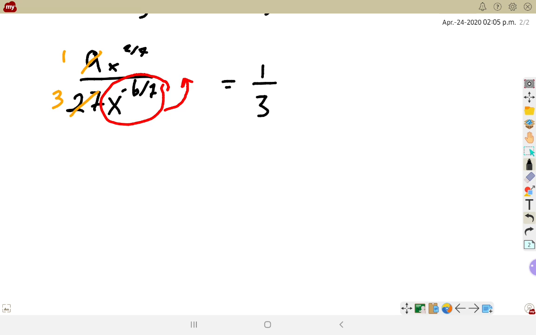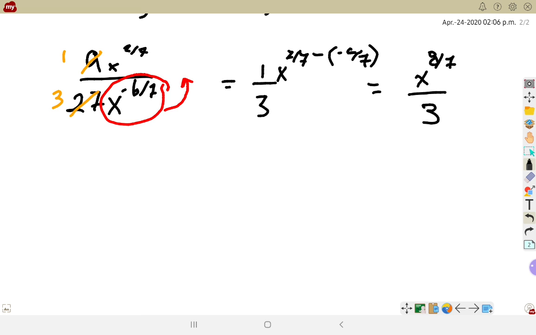Think of it as, well, I've got x with an exponent of 2 over 7, and I need to subtract what's in my denominator. And what's in my denominator is negative 6 over 7. So it becomes 2 over 7 minus negative 6 over 7. So that becomes x with an exponent of 8 over 7, over 3. Okay, so there it is, where everything is positive.